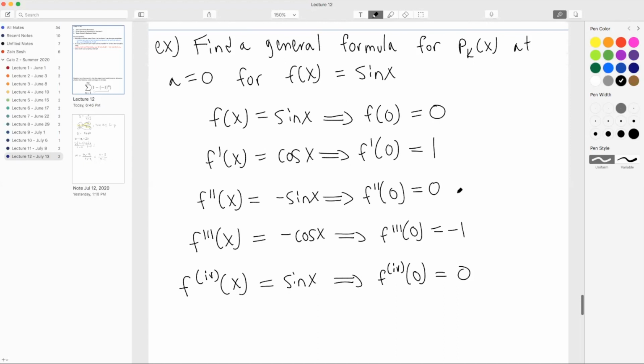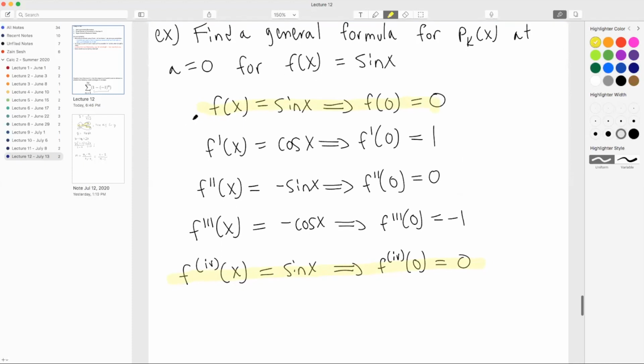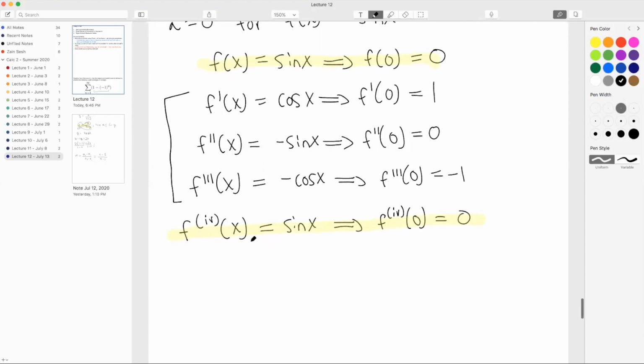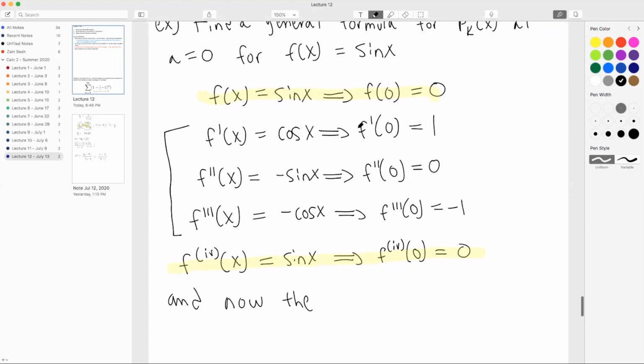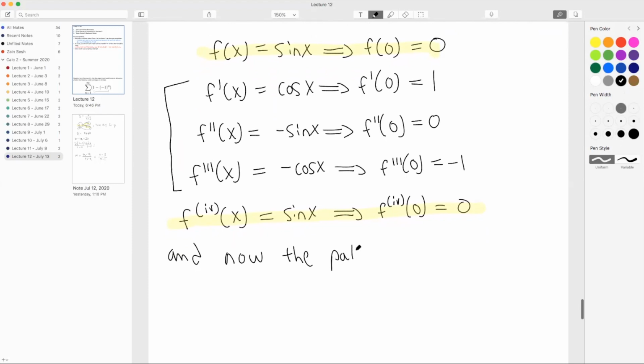Okay, so we have actually landed on the thing that we started with. Let me highlight that. The fourth derivative is sine of x, and look at what we started with: f of x is sine of x. So I hope you would see that the pattern would just continue with this exact pattern. It's going to just cycle through this whole thing, because we ended up with the exact same thing we started with. And now the pattern repeats, all right?